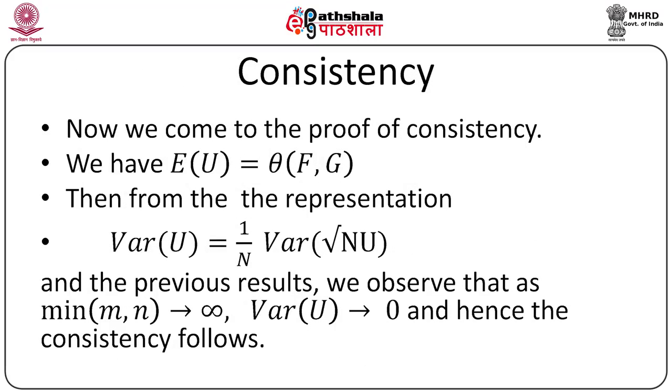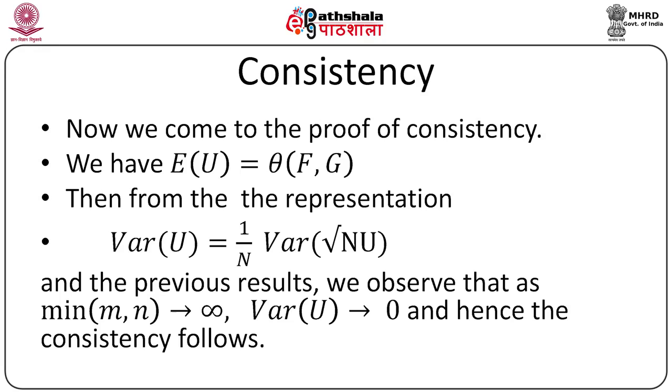Now, we come to the consistency. We have expected value of U as theta. Then, from the representation, variance of U equal to 1 by N into N times variance of U, we find that as minimum of m, n tends to infinity, N times variance of U tends to sigma square, but 1 by capital N tends to 0.